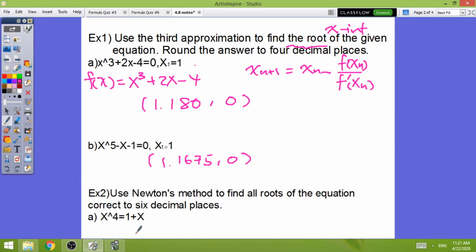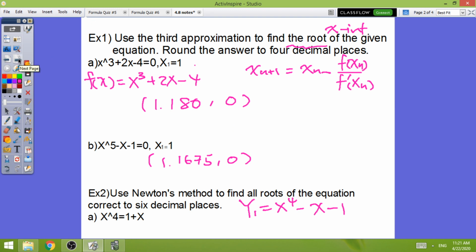So the next one, use Newton's method to find all roots of the equation to correct to 6 decimal places. Okay, so all roots. So it's not just the one getting close to the given value, but we need to find out all roots. So first thing that you want to do, you want to set up that y1. So y1, this one will be considered x to the power 4 minus x minus 1. So basically just bring everything all together to one side and set equal to 0. So we do have a 4-degree trinomial.